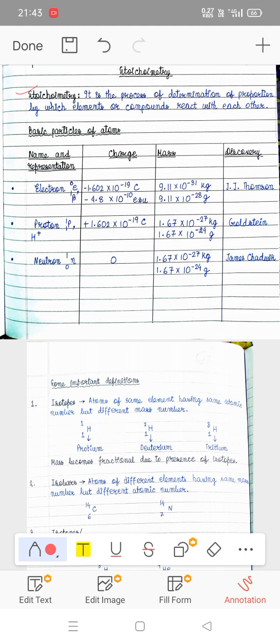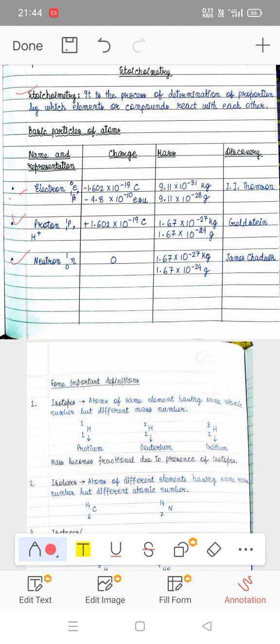So we know that there are three subatomic particles of atoms, namely electron, proton, neutron. Here it is a table. There are four columns. First is name and representation, second is charge, third is mass, and the fourth is discovery.